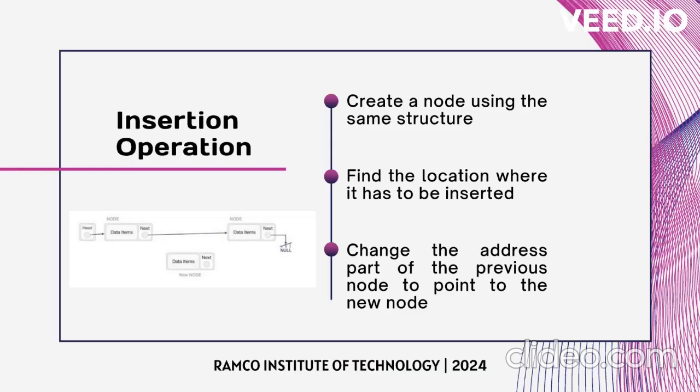Insertion operation. For inserting one data into the list, we need to create a node using the same structure for that data. Then find the location where we have to insert, then change the address part in the previous node as well as the next part to point to the current node. So these are the steps to be followed in the insertion operation.